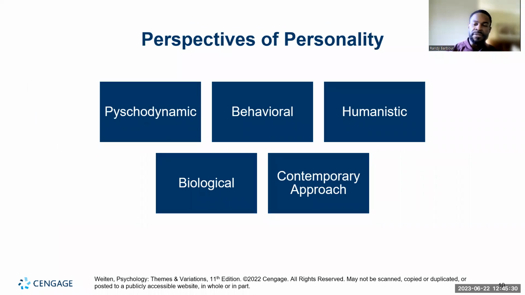So here are the different perspectives of personality. We're going to go through each of these four, and then we'll talk about the contemporary approach. There are two different contemporary approaches to personality that we'll talk about. But first we'll talk about psychodynamic, behavioral, humanistic, and biological. Each of these has different supporters. We talk about Sigmund Freud, B.F. Skinner, J.B. Watson, Carl Rogers and Alfred Adler for humanistic, and Eysenck for biological, and we'll talk about a few of these other contemporary theorists here at the end.